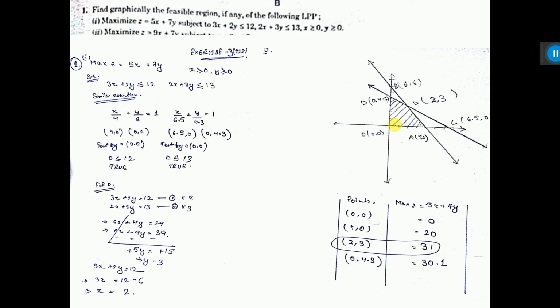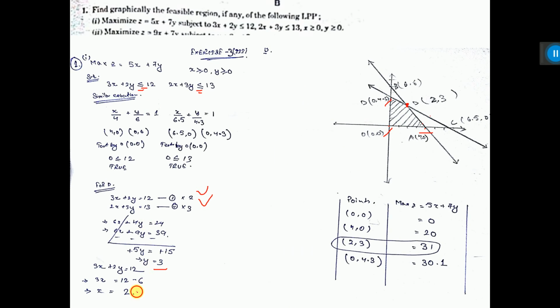For that, we have to find the corners of the shaded region. There are 4 corners. The origin you know, this point you also know, 4 comma 0, this point is 0 comma 4.3, and this one you do not know. For that you have to solve these two equations simultaneously. Here give the equal to sign and here also the equal to sign. Solve these two equations. It is solved by the elimination method, and the values of x and y are obtained.